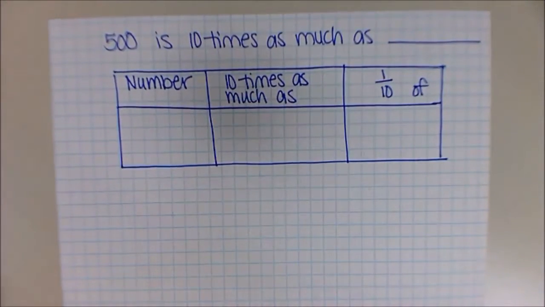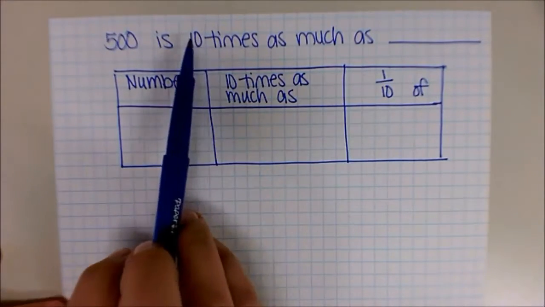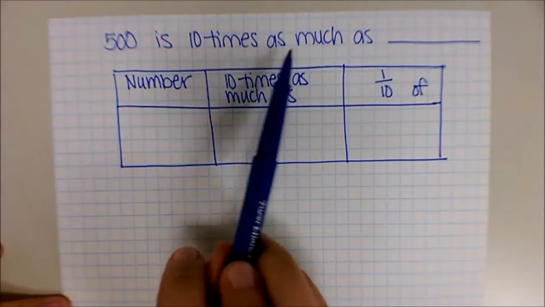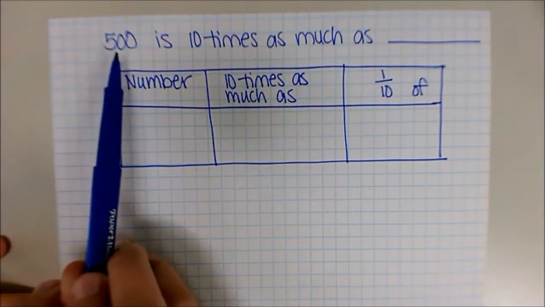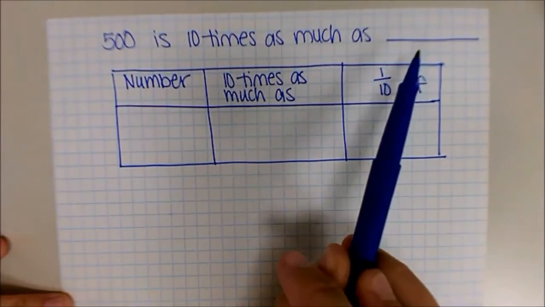I might be asked this question. 500 is 10 times as much as what? So when I see a question like this, now it's making me think backwards. I want to know what number I started with and then did the problem to get 500. So I know that when a sentence says 10 times as much as, I was looking for a bigger number. I was adding a place value onto the original number.